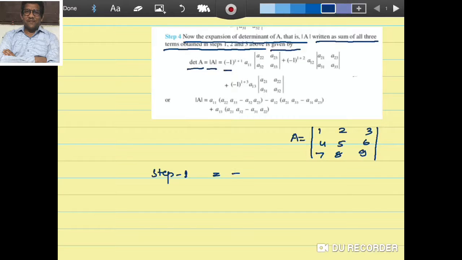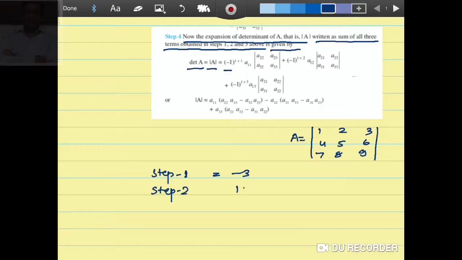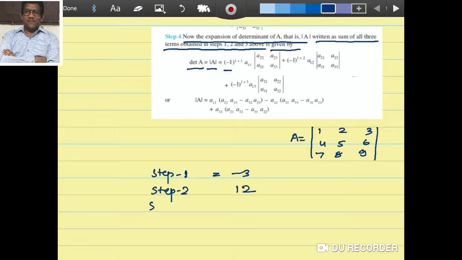is equal to minus 3, value obtained in step 2 is 12 and value obtained in step 3 it is minus 9. Now according to step 4 we add the value obtained in step 1, step 2 and step 3, that is minus 3 plus 12 plus minus 9, you get here 0.